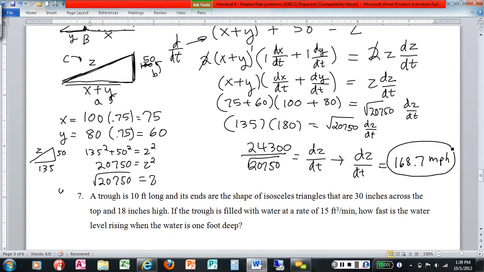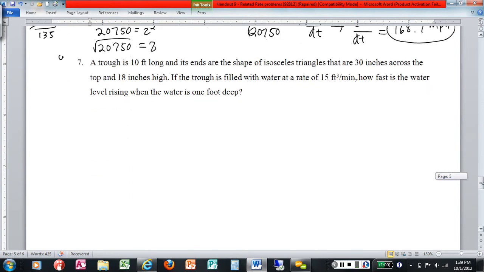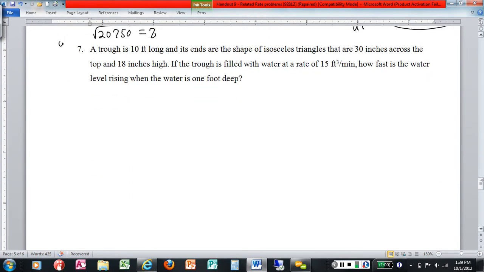Is everybody okay with that? Did I do that right? Did I have another miscalculation somewhere? Okay. How many more have we got? 2? Got 8, I think. All right, number 7. Number 7, we change a little bit.